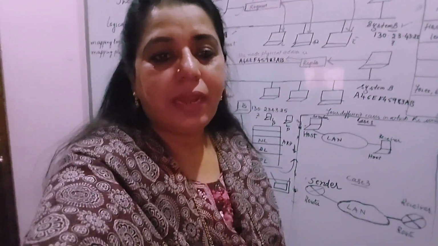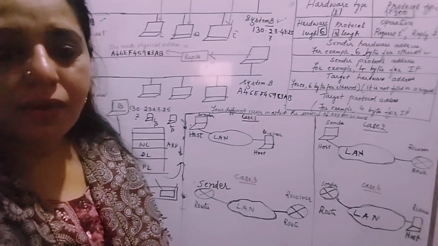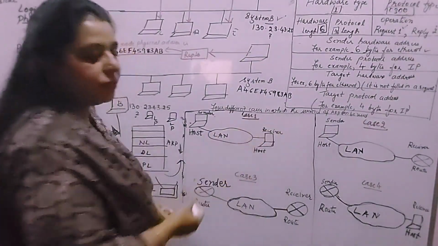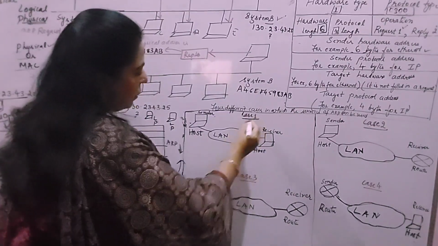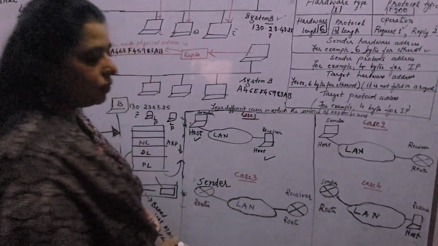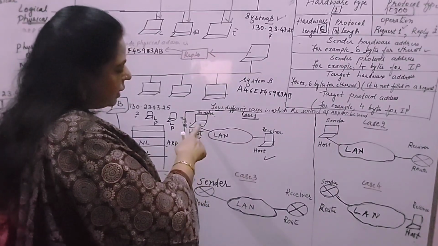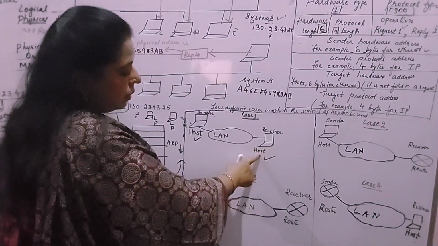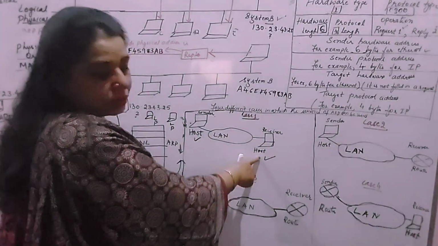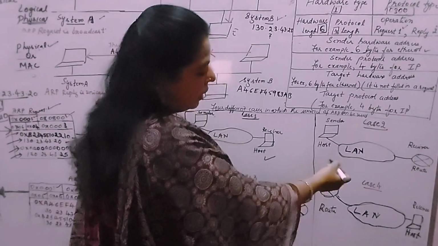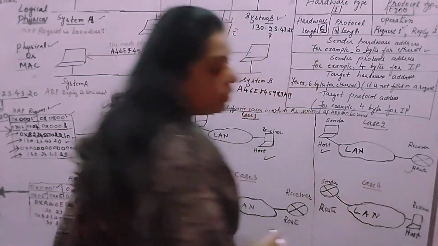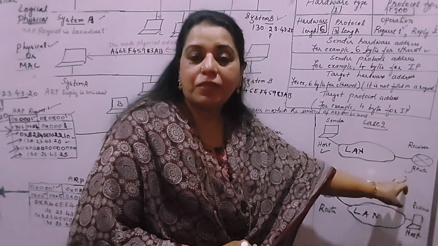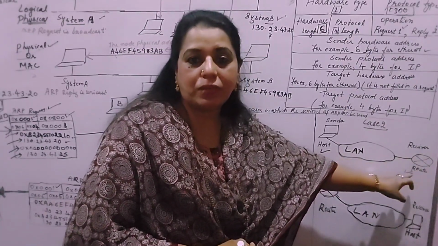I have diagrams that give the explanation for these 4 cases, the 4 different cases in which the services of ARP can be used. Case 1: the sender is a host, the receiver is a host. That means the sender is looking for the physical address that maps to the logical address of this host. Now we have case 2. In case 2, the sender is a host but the receiver is a router. So this sender is looking for a physical address that maps to the logical address of this router.